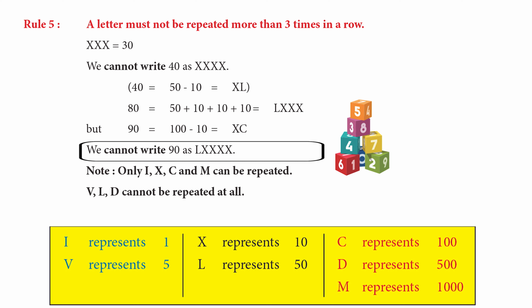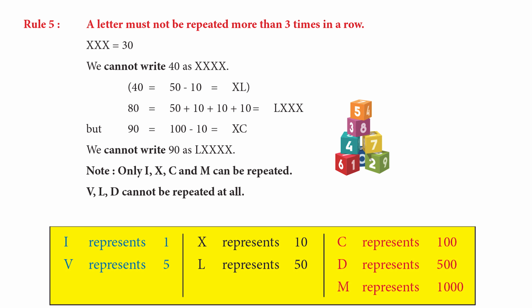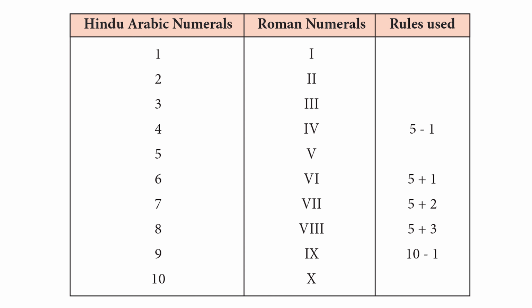What is the note you have to remember here? Only 1, 10, 100 and 1000 can be repeated. 5, 50 and 500 cannot be repeated at all. So, remember those notes, and then we will go into the next page, which again you have to remember by heart. The columns are on page number 70, as you can see on the screen.